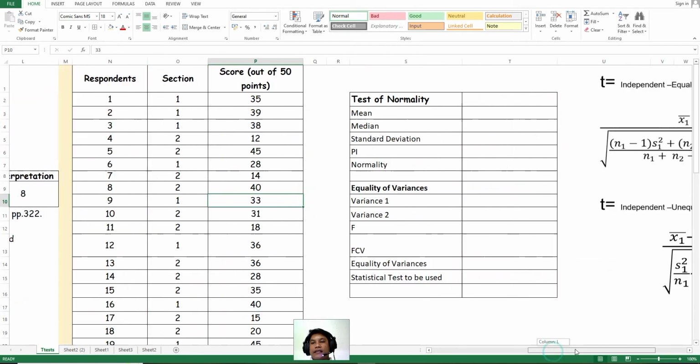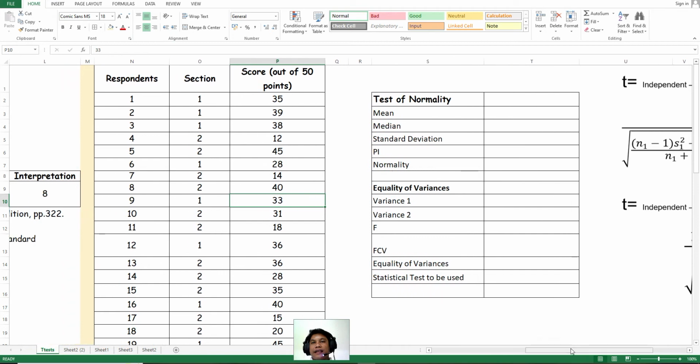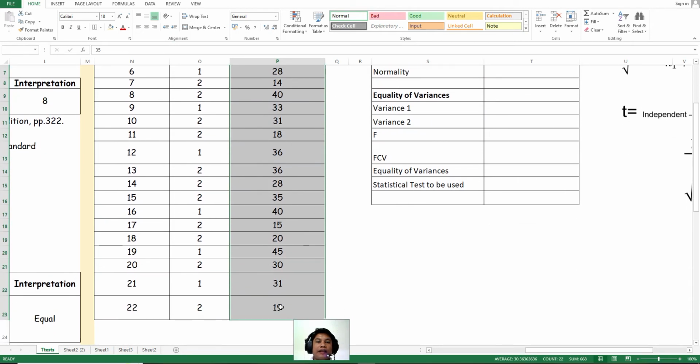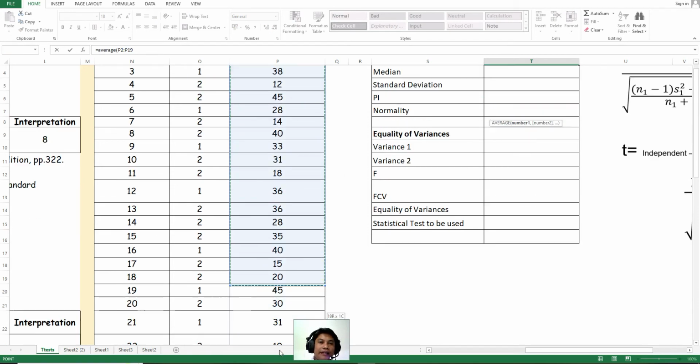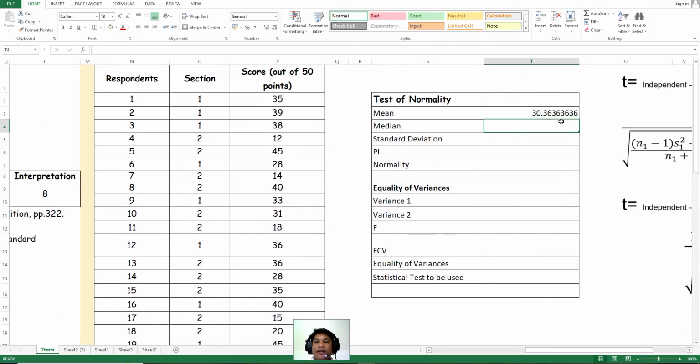Now, let us step by step analyze the test of normality. First, we have to get the mean, the median, and the standard deviation, and we put that in the Pearson Index so we can decide on the normality. Again, the mean refers to the mean of all values in the two groups. So let's have the Excel command: equals average, because mean refers to average. You highlight the data from first to last, then enter. Our value is 30.36.